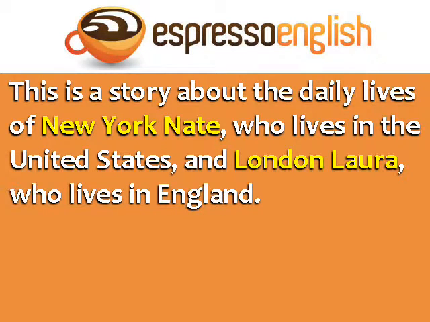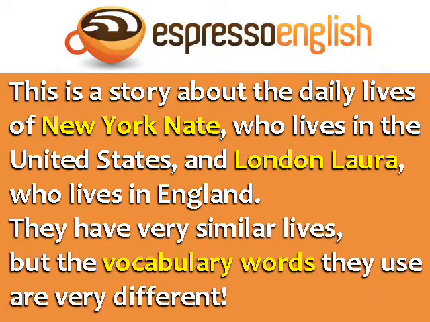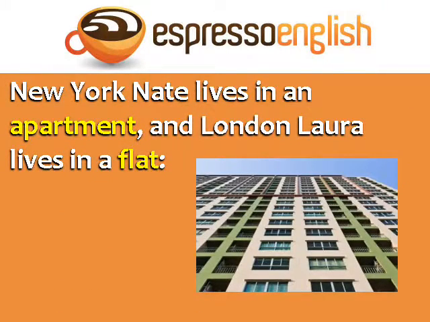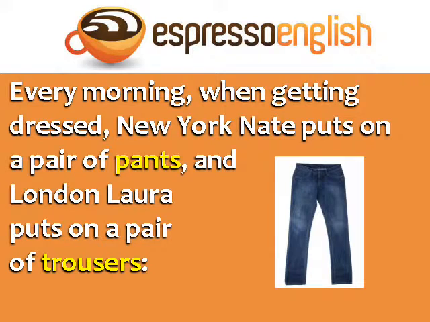This is a story about the daily lives of New York Nate, who lives in the United States, and London Laura, who lives in England. They have very similar lives, but the vocabulary words they use are very different. New York Nate lives in an apartment, and London Laura lives in a flat. Every morning when getting dressed, New York Nate puts on a pair of pants, and London Laura puts on a pair of trousers.